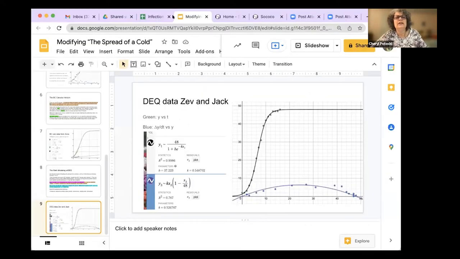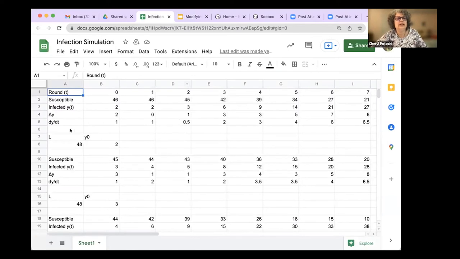And just to give an idea, this is their spreadsheet. So they have the number of the round, the number of susceptible people, the number that were infected, the delta Y, and then dy dt, which is actually, like I said, split in two. So it's the average of the two.